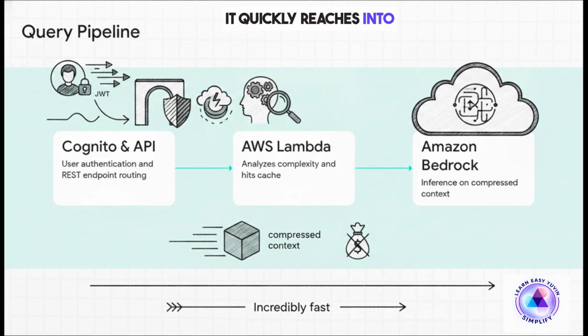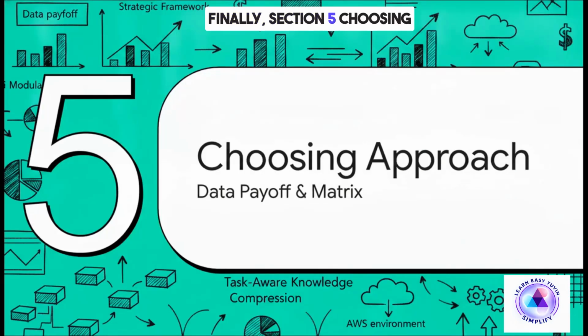It quickly reaches into Elasticache, grabs the pre-compressed context for the correct tier, and sends just that lightweight context over to Amazon Bedrock for incredibly fast, highly cost-effective inference. You'll notice there is zero expensive, real-time summarization happening here. It is blazingly fast.